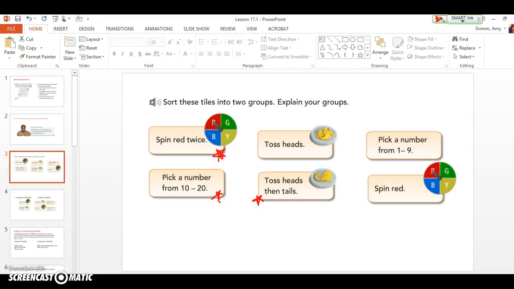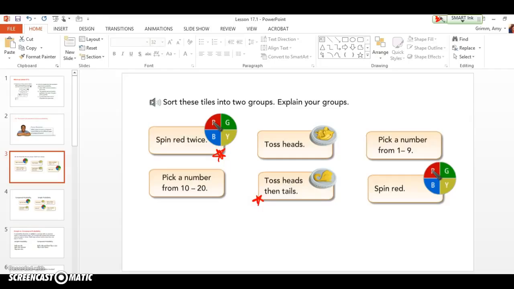No, because those are all the ones that are bigger than the other ones. Because you spin red twice instead of spinning it once, and you toss heads then tails instead of just heads. Okay, well, the only one that I question then is why you put this one with it. Because 10 to 20 is more than 1 through 9. That's the only one I don't understand. I understand you putting those two, and I understand what you said about those, but then that's where you lost me. So I think he was on the right track with this.